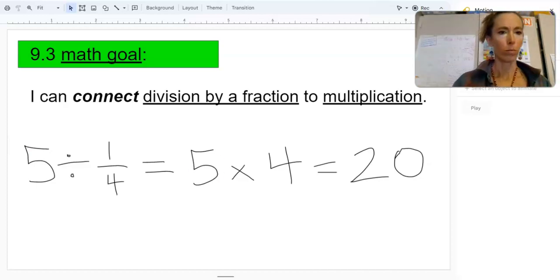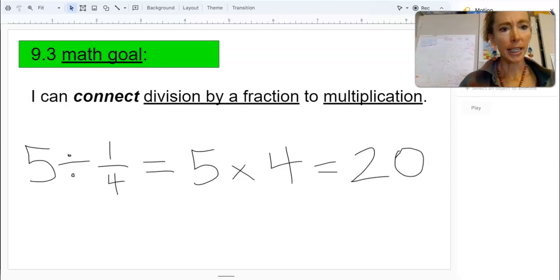All right, here we go. The goal, thank you for those of you who did read that through. Good job, way to use these words. Is that today we can connect division by a fraction to multiplication.